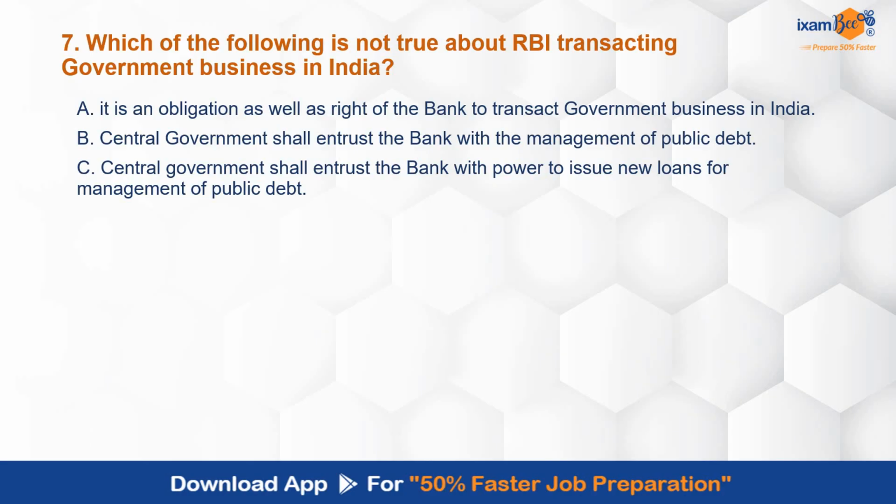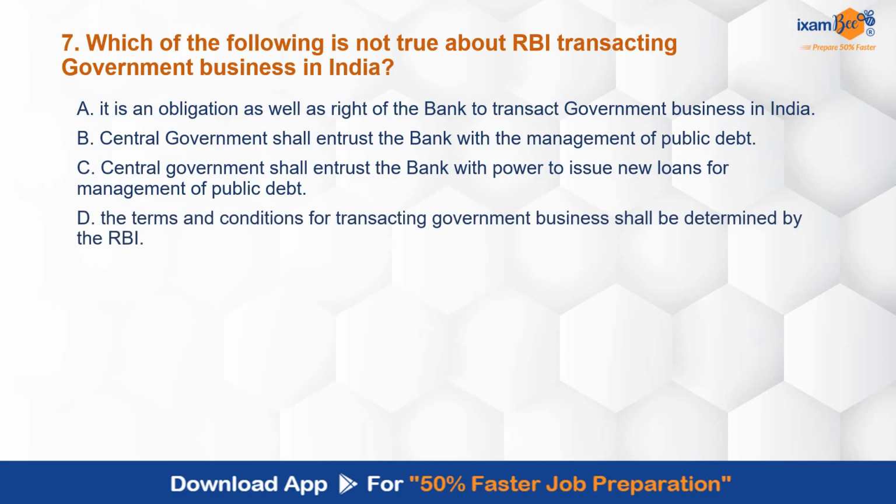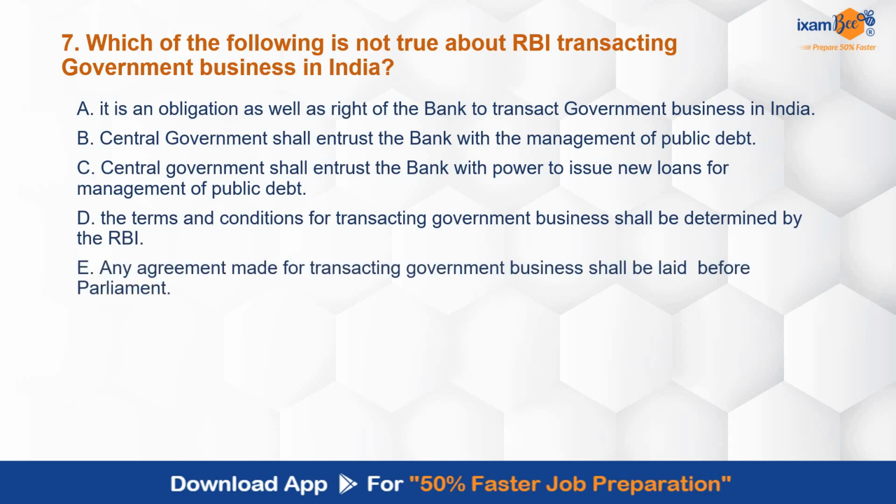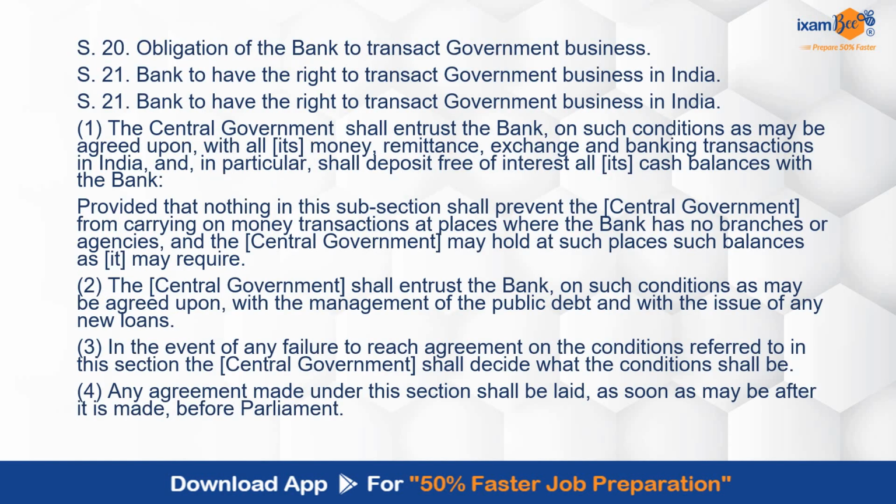Central government shall entrust the bank with power to issue new loans for management of public debt. Terms and conditions for transacting government business shall be determined by RBI. Any agreement made for transacting government business shall be laid before the Parliament. Correct answer is D. Terms and conditions for transacting government business shall be determined by the RBI.